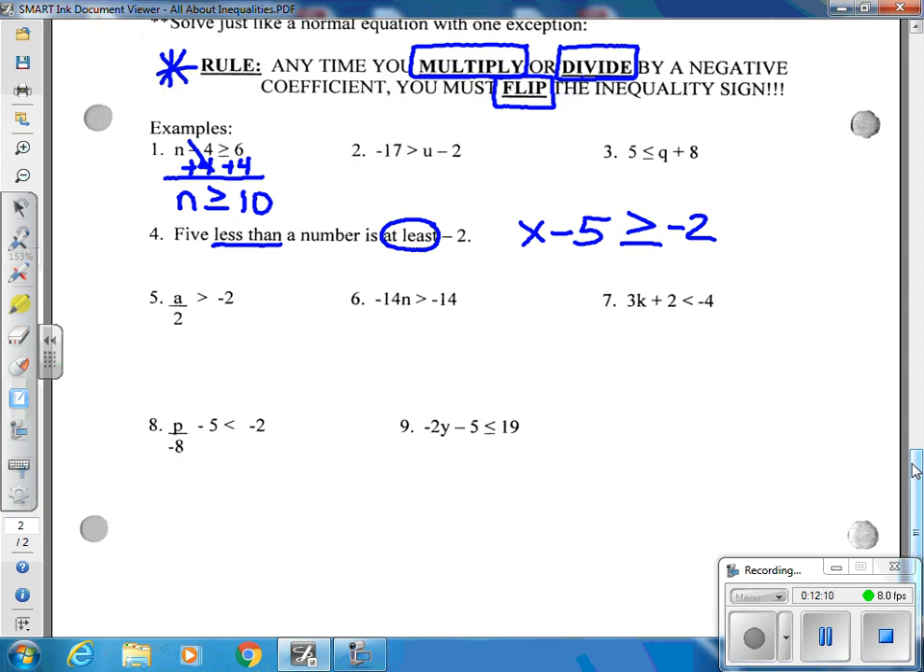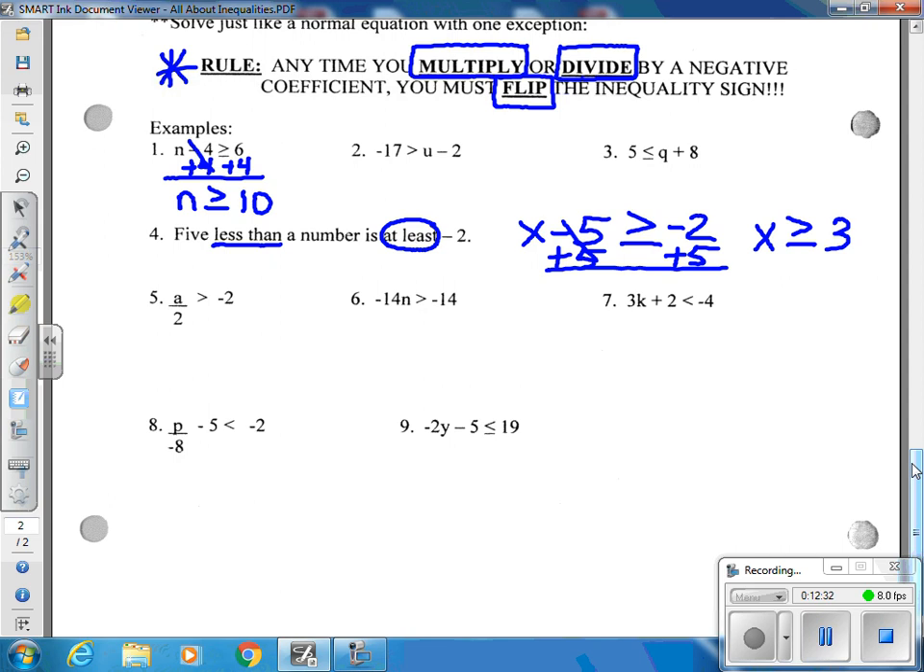Now that we've got the setup of the inequality, we want to solve it. To get x by itself, we're going to add 5 to both sides. We are not multiplying or dividing by a negative, so there's no flipping here. Adding and subtracting does not flip the sign. So your final answer is going to be x is greater than or equal to positive 3. You have to translate it and then turn around and solve it.